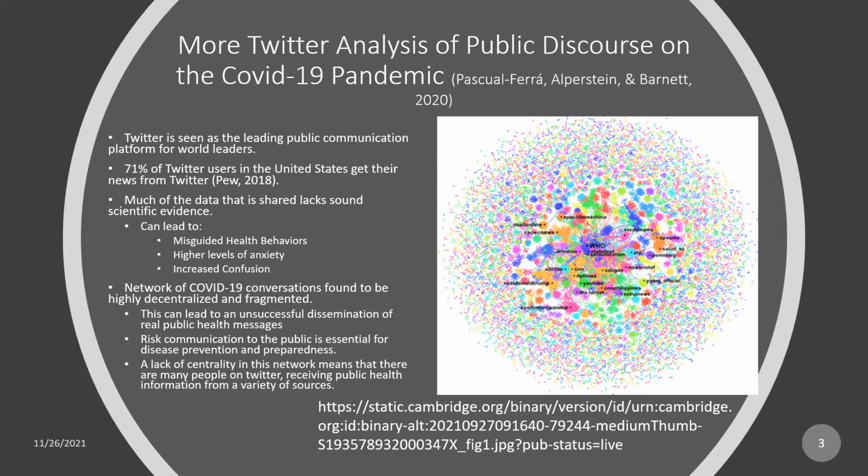The centralization measure was extremely low at 0.04. The lack of centrality shows that information being spread is coming from many different actors, which can lead to many people receiving information from unreliable sources.